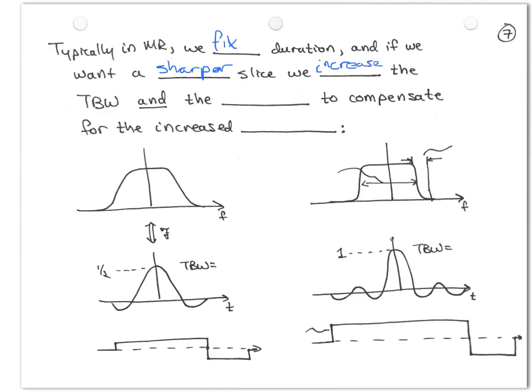And at the same time, we increase the gradient strength to compensate for the increased bandwidth of the pulse. If we fix T and increase TBW, then we must have increased BW. And so to account for the fact that our pulse is going to excite spins across a wider frequency range, we have to increase the gradient so as to shrink that frequency range back down to the slice thickness that we wanted in the first place.